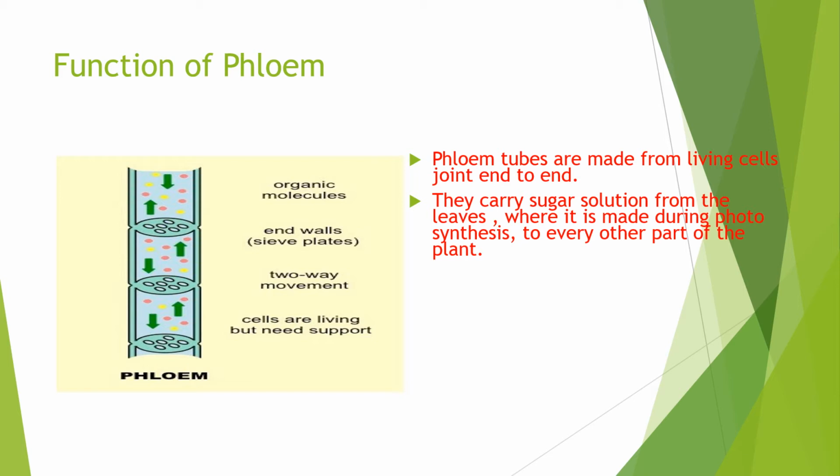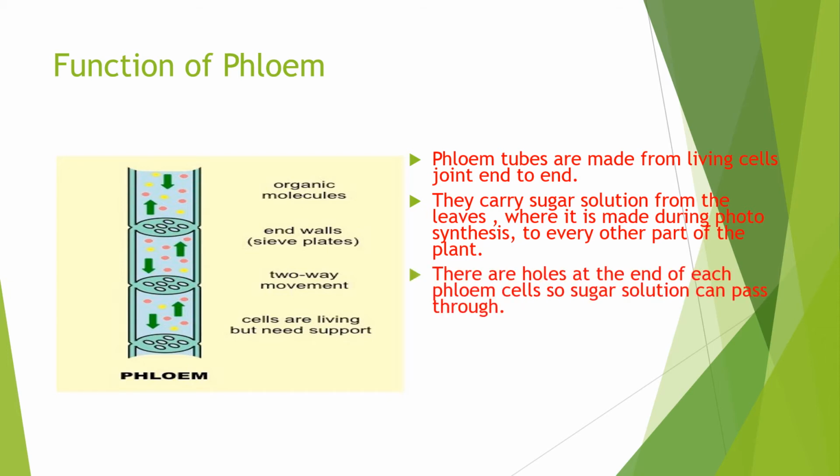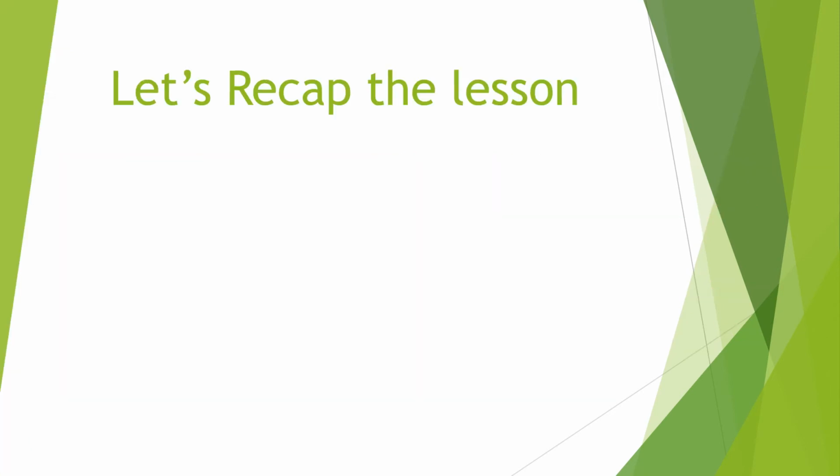Okay, so what is the second point? They carry sugar solution from the leaves where it is made during photosynthesis to every other part of the plant. It means that sucrose, that is the food of the plant, will be transported from the leaves to all parts of the plant body, right? Now you may clearly observe that there are certain holes in it and there are holes at the end of each phloem cell, so sugar solution can pass through. Sugar solution can go both up and down a phloem tube at the same time.